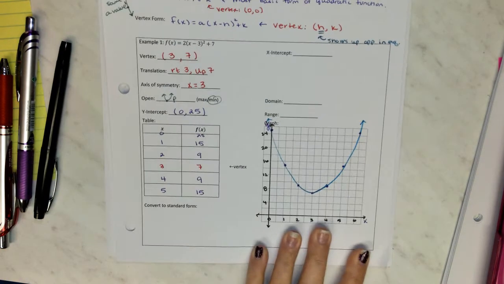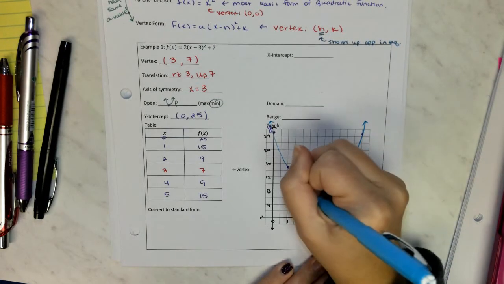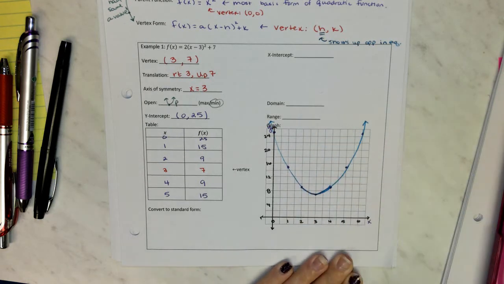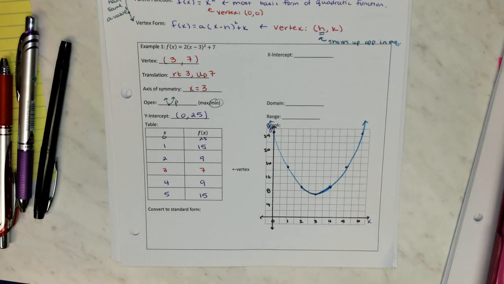And there we go. I have a nice U shape. Do not make it look like a point down there, because if it does, then it looks like a V and you would get marked down. So make sure you connect those points as smoothly as possible.